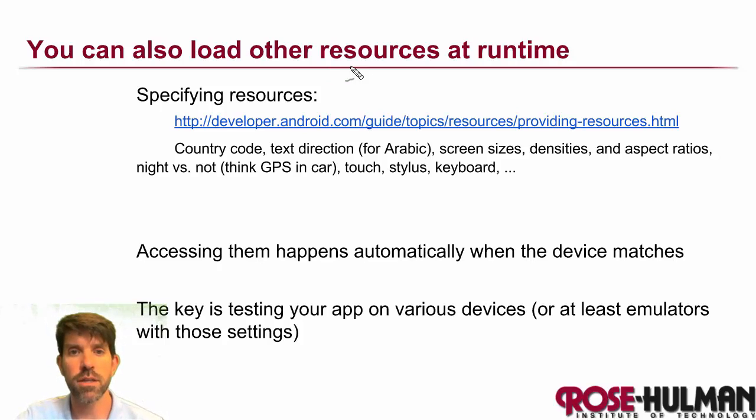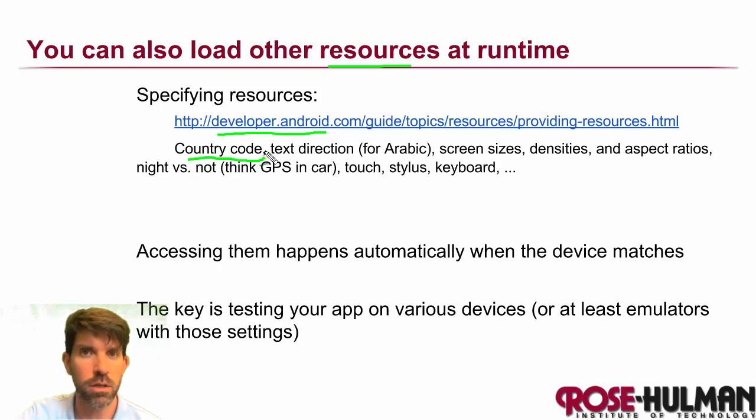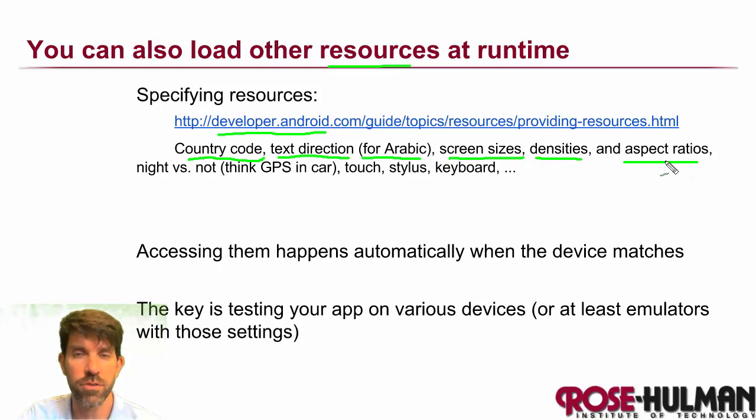That's not the only resource that you can load at runtime. If you look in the developer docs about specifying resources, they have a huge number of things that determine which resources are going to be loaded. You could say which country we're in, not just which language. The text direction doesn't always go from left to right, for Arabic or Hebrew and so on. Screen sizes can all have different layouts, maybe different screen densities and aspect ratios, if you had a widescreen versus more of a square aspect ratio.